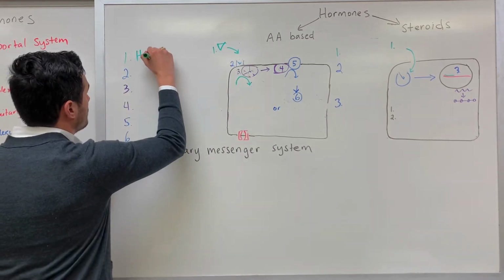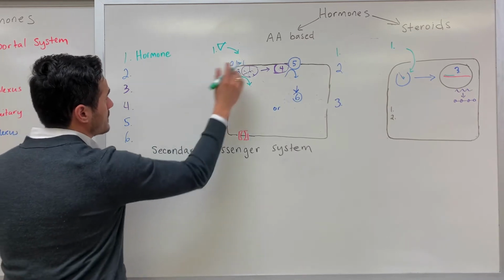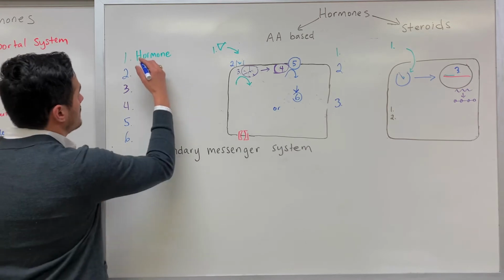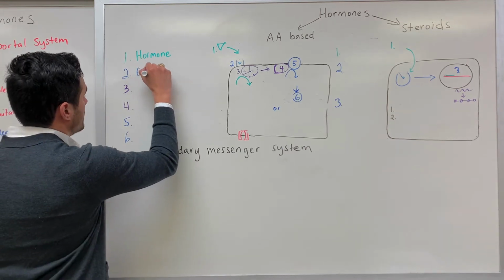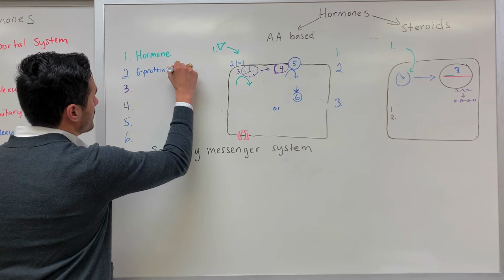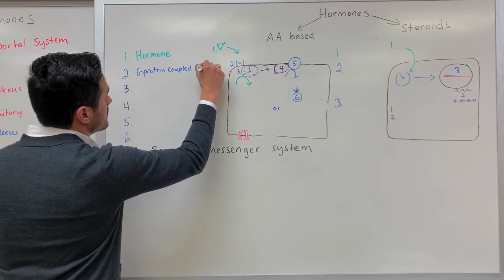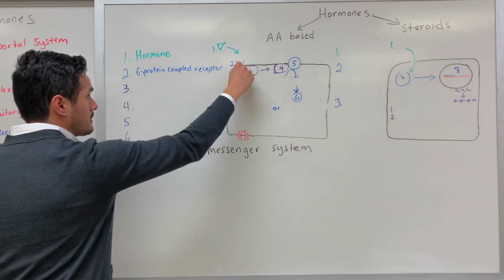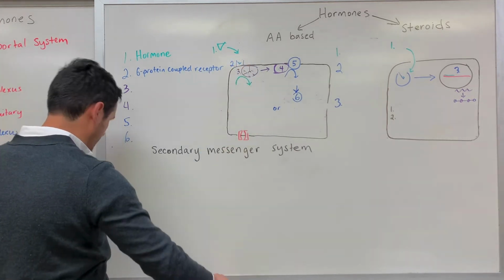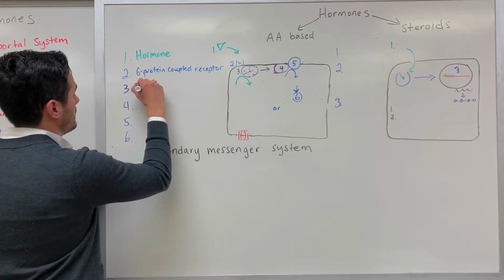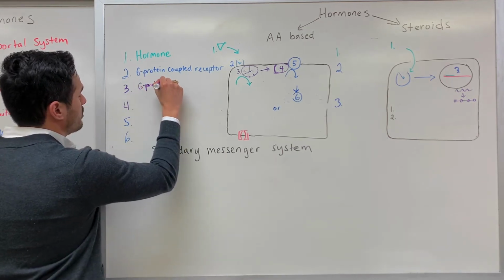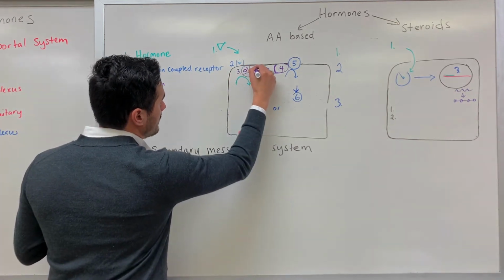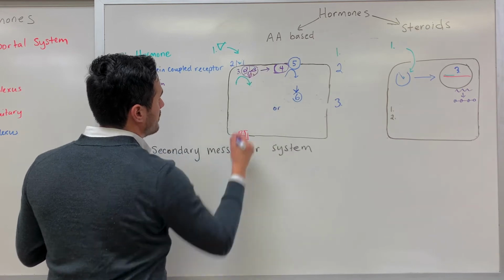So we're going to write number 1 as our hormone. And what this hormone binds to is a specific receptor. So number 2, this receptor is known as a G protein coupled receptor. What's bound to it right here, number 3, is what's known as a G protein. This G protein is composed of 3 subunits. You have an alpha subunit, a beta subunit, and then a gamma subunit.